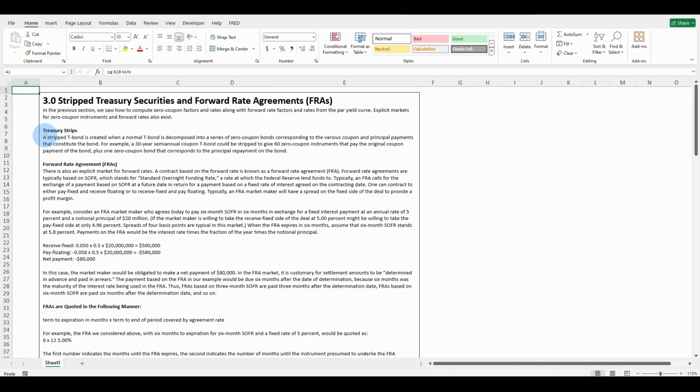Treasury strips. A strip T-bond is created when a normal T-bond is decomposed into a series of zero coupon bonds corresponding to the various coupon and principal payments that constitute the bond. For example, a 30-year semi-annual coupon T-bond could be stripped to give 60 zero coupon instruments that pay the original coupon payment of the bond plus one zero coupon bond that corresponds to the principal repayment on that bond.